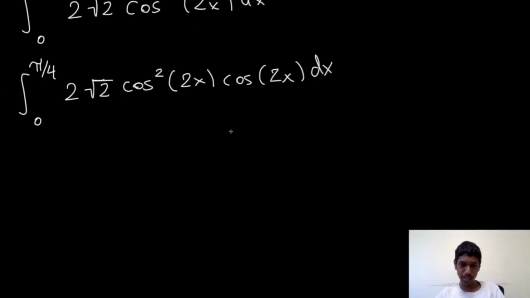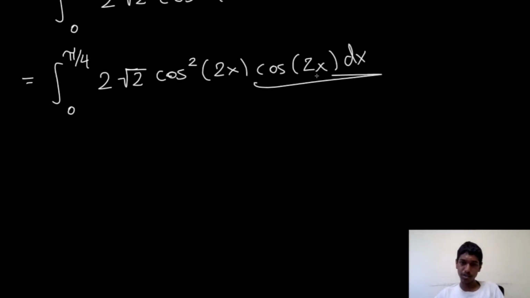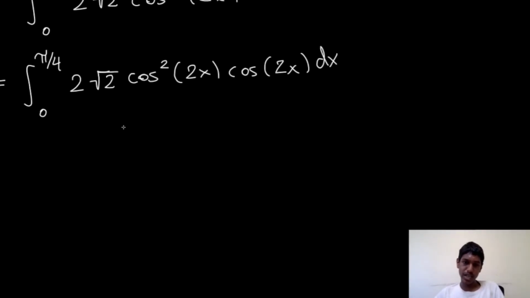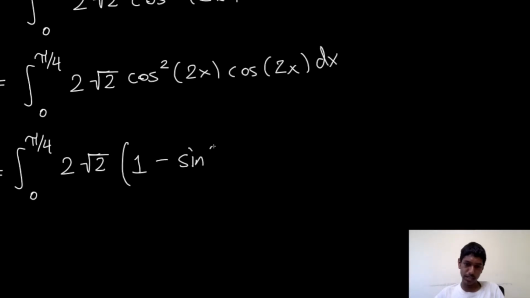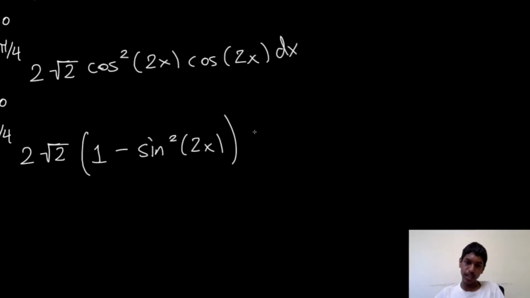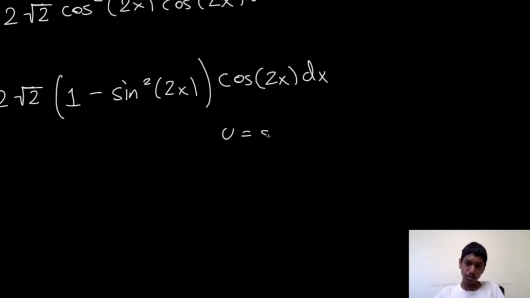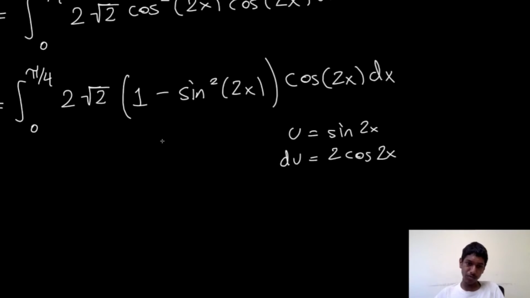Now, first, we have the cosine 2x split off, because we're teeing up for sine. We want to convert this to only sines. So in this case, we just say instead of cosine squared 2x, 1 minus sine squared 2x. And then the cosine 2x dx sits here. And now we can say u equals sine 2x, du equals 2 cosine 2x dx.